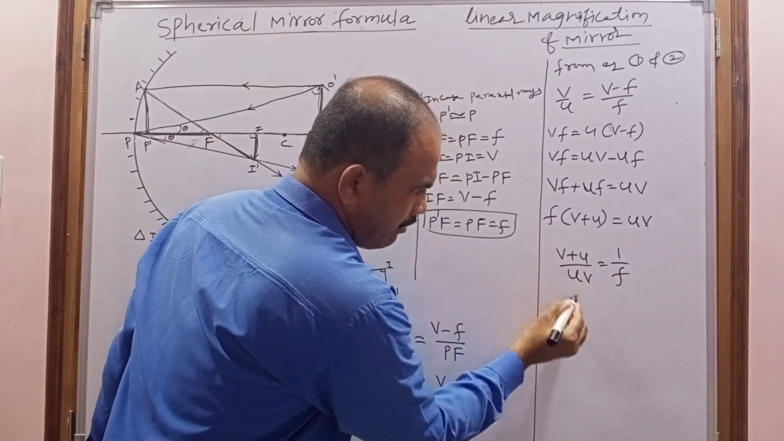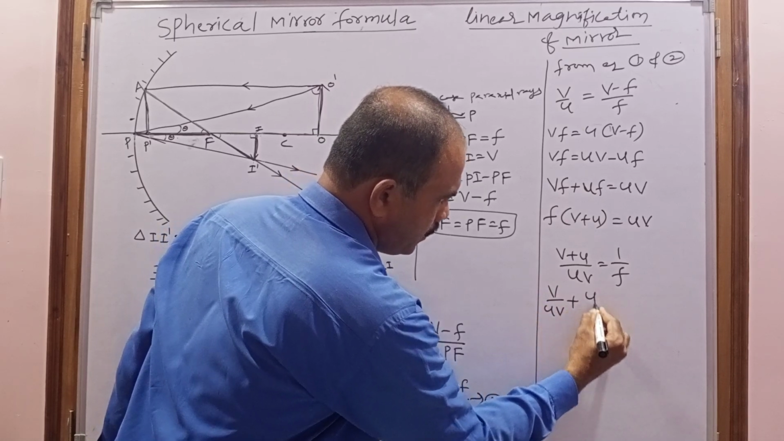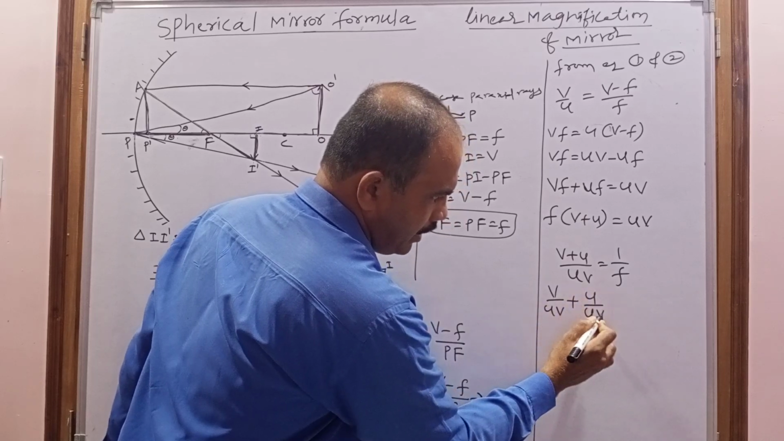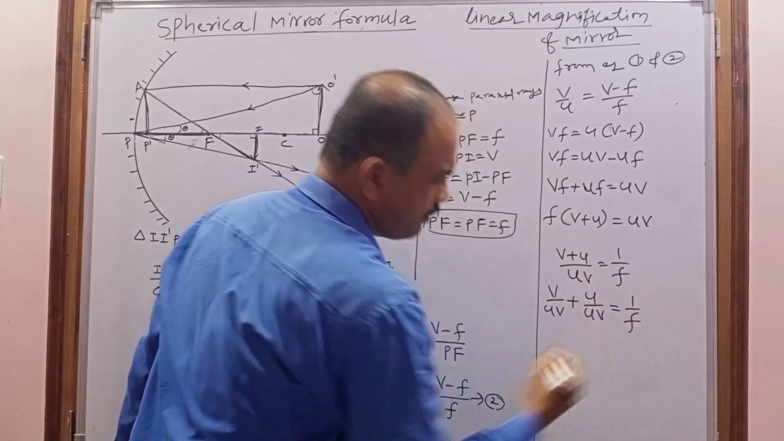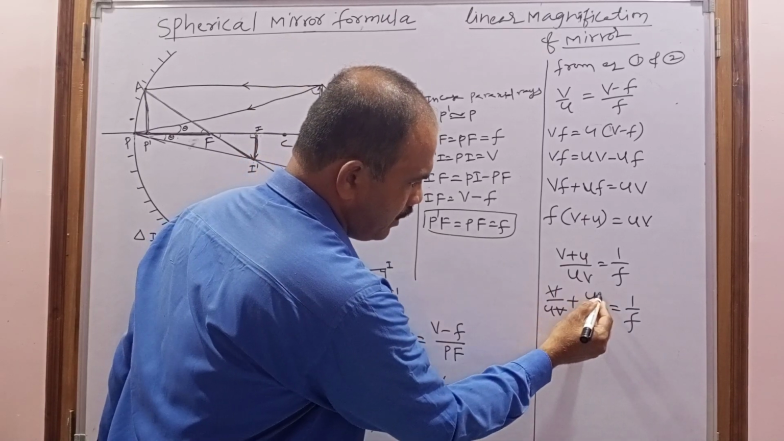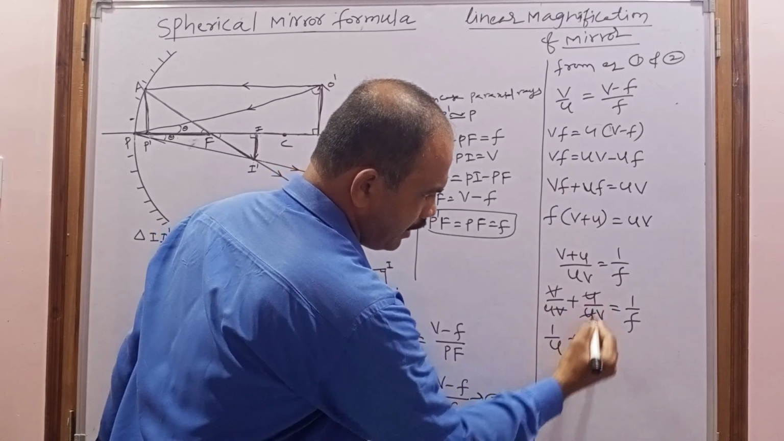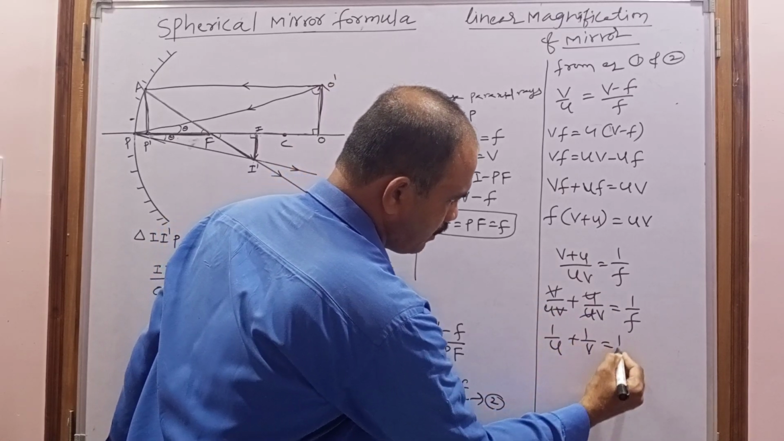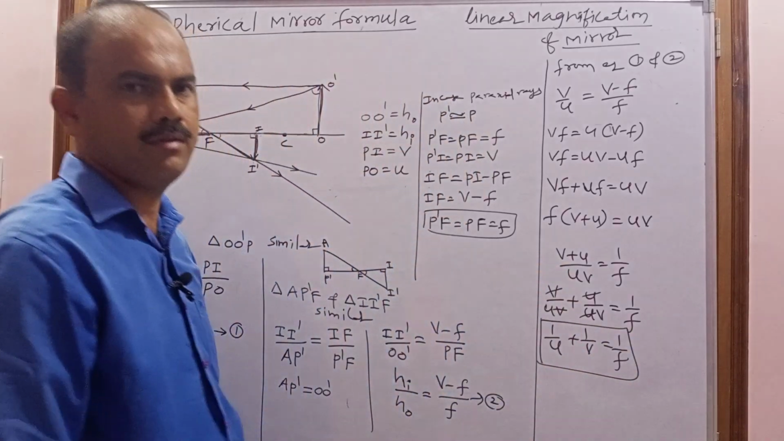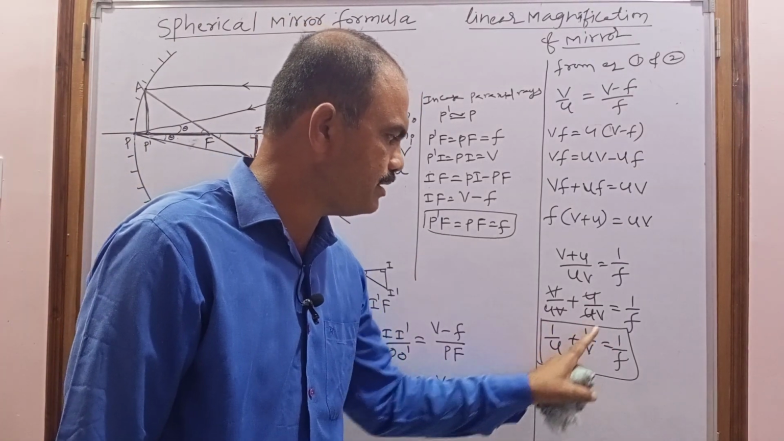Now again divide individually: V by UV plus U by UV equal to 1 by F. What will be cancelled here? V will be cancelled here, and here U will be cancelled. What remains here? 1 by U plus 1 by V equal to 1 by F. So this is our mirror formula. What is the mirror formula? 1 by F equal to 1 by U plus 1 by V.